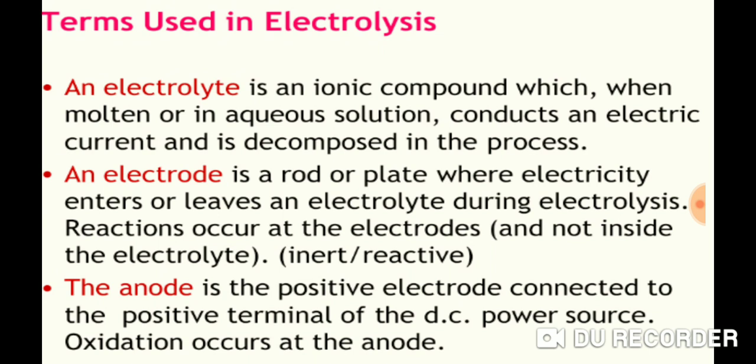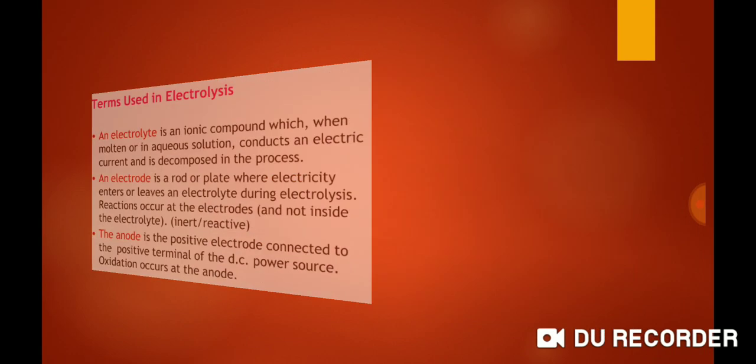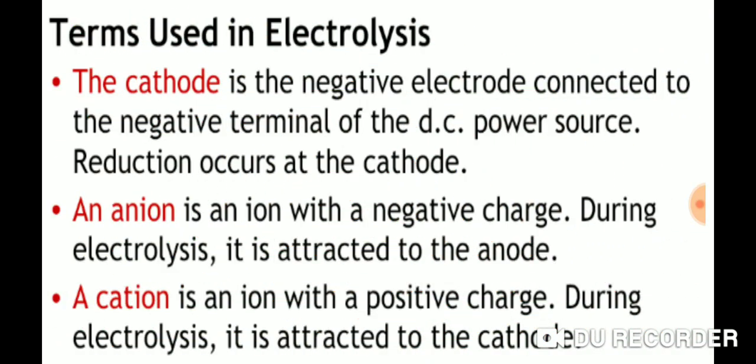There are two types of electrode. One is called an inert electrode and the other is known as a reactive electrode. The anode is the positive electrode connected to the positive terminal of the DC power supply, and keep in mind oxidation occurs at the anode. Similarly, we have the cathode. The cathode is a negative electrode connected to the negative terminal of the DC power source, hence reduction occurs at the cathode.